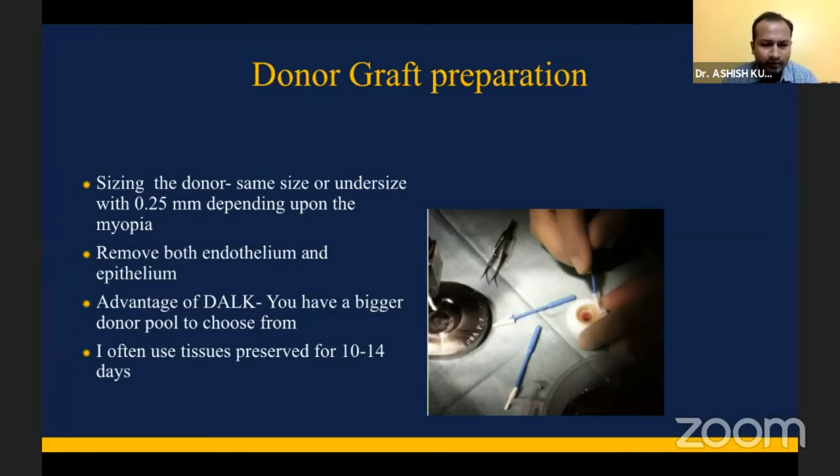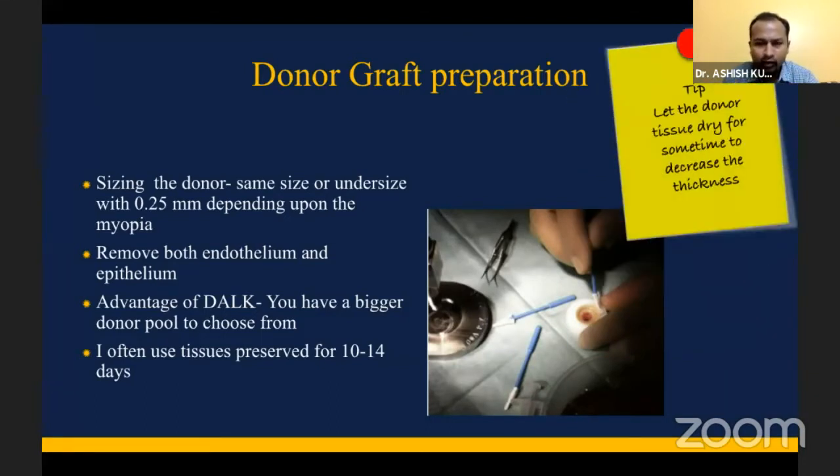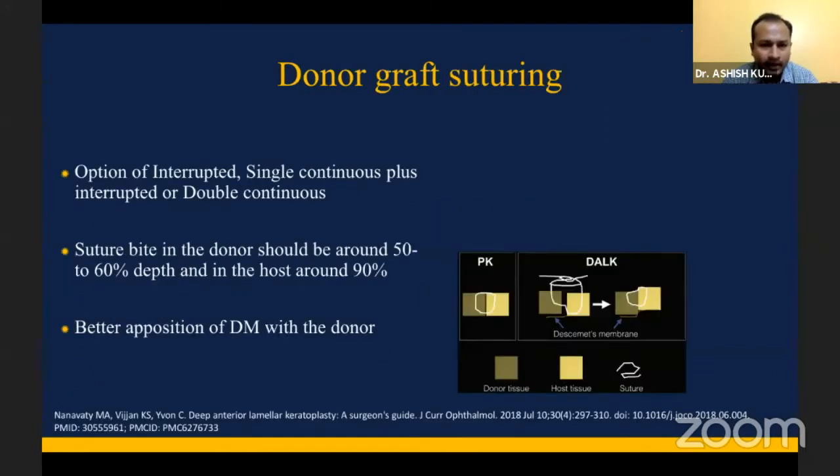And we often use therapeutic grade tissues for our dull cases. Again, a very important tip here is that since these therapeutic tissues are very thick and bulky, it becomes difficult to suture. So always keep them dry for 10 minutes before you use them. Then it becomes dehydrated and the cornea becomes much less bulky and is easily sutured. Again, you have the option of suturing with interrupted sutures or continuous sutures.